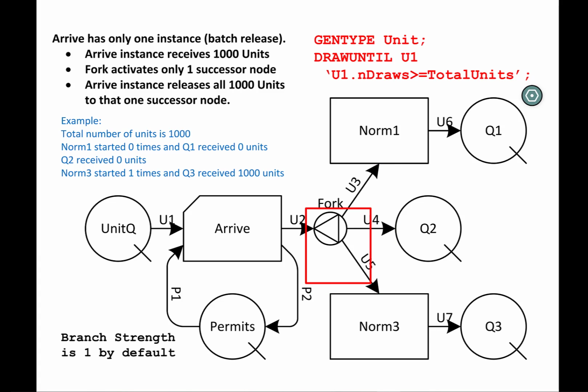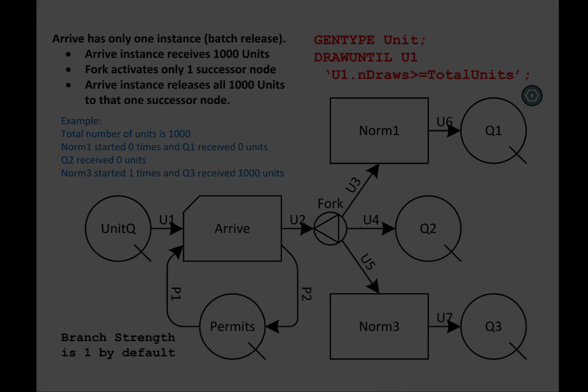As an example, consider the situation where the fork, through random sampling, selects link U5. In that case, norm1 will start 0 times, and Q1 will receive 0 units. Q2 will receive 0 units, and norm3 will start 1 time, and Q3 will receive 1000 units.